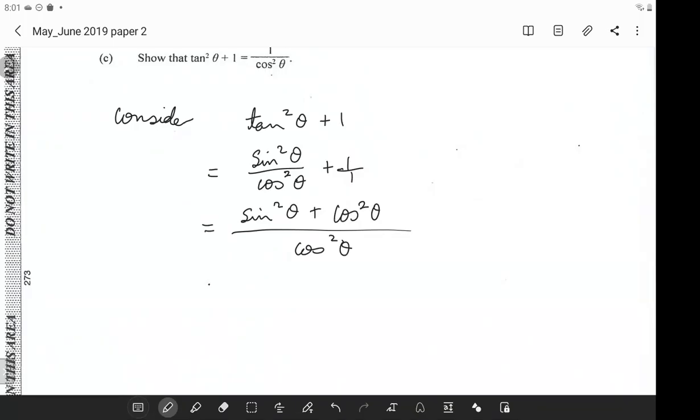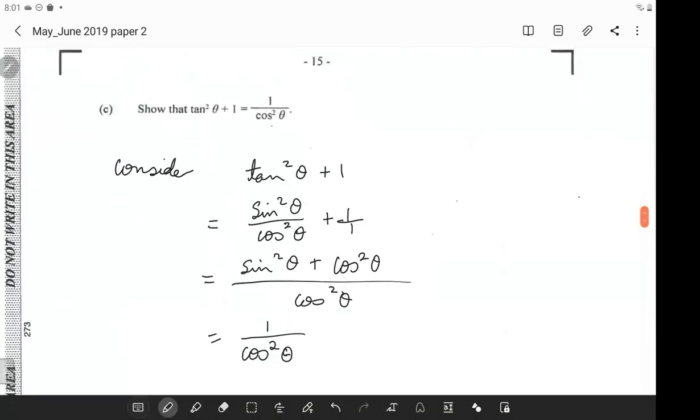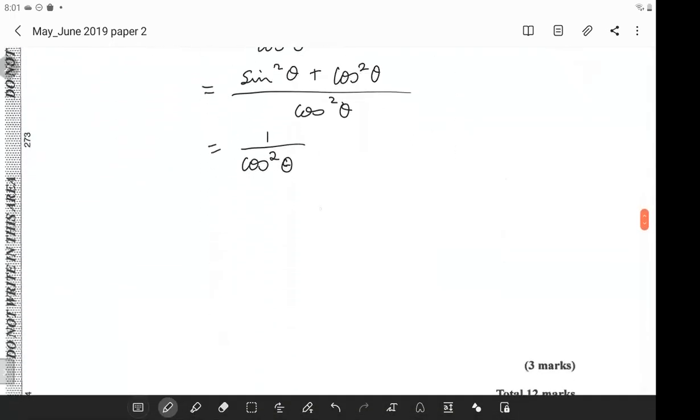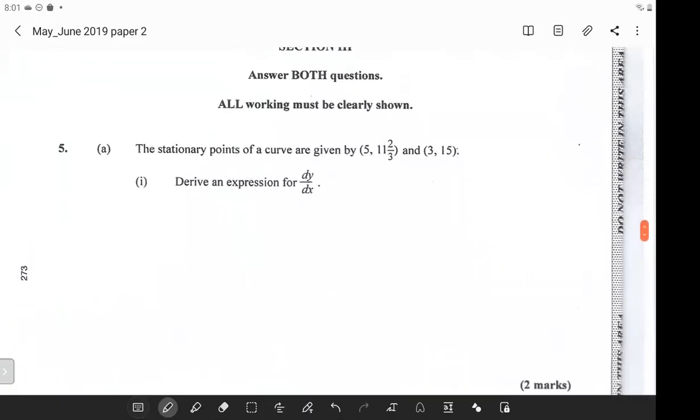And you will notice that this is the fundamental identity of trigonometry. Sine squared theta plus cosine squared theta, or cosine squared theta plus sine squared theta, is exactly equal to 1. So we have 1 over cosine squared theta. And that is our proof. The left hand side is equal to the right hand side. So we are done with our proof, and we are moving on to number 5.